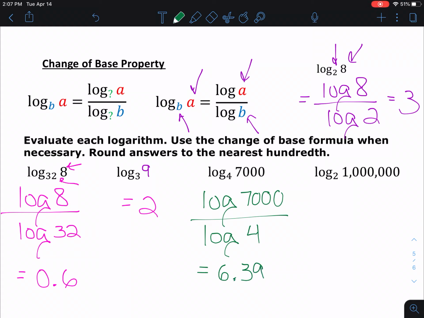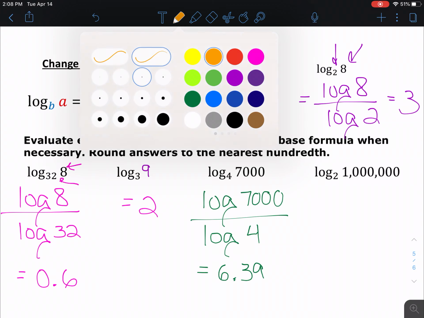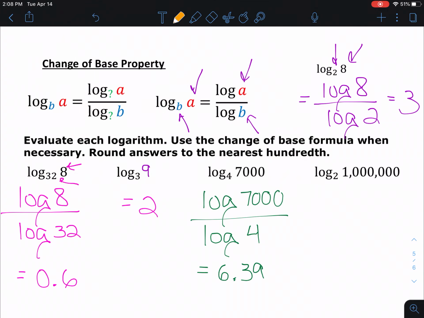So what does that mean? It means if you were to take 4 to the 6.39 power, you would get 7,000. That's what that means. All right, so let's try one more here. 2 to what power is a million? To figure that out, we're going to go log 1 million over log 2. Figure out what we get.